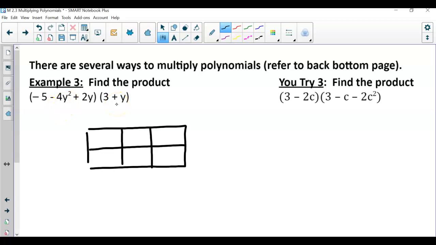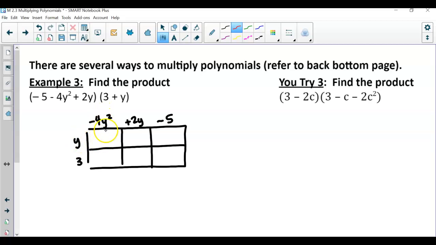So using standard form, I need to put my y squared term first. So negative 4y squared, then plus 2y minus 5. Then here, standard form, make sure variable first. So y and positive 3. Now we're multiplying just as if we were doing our box method with our 2 by 2.